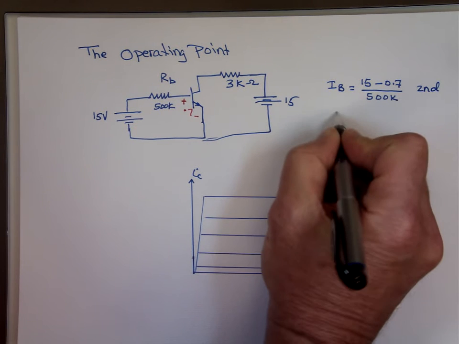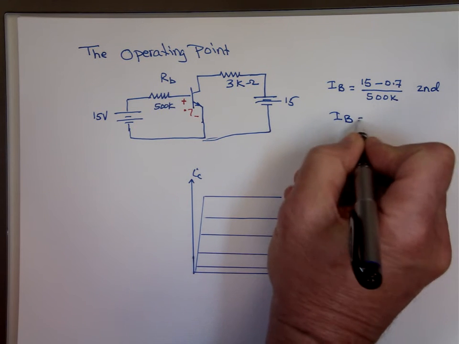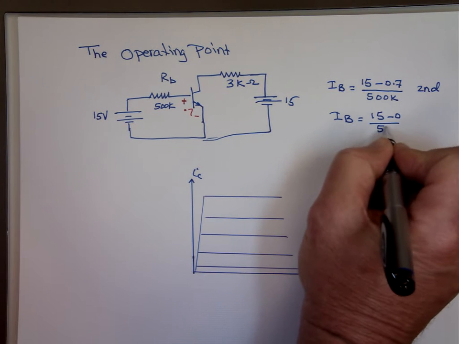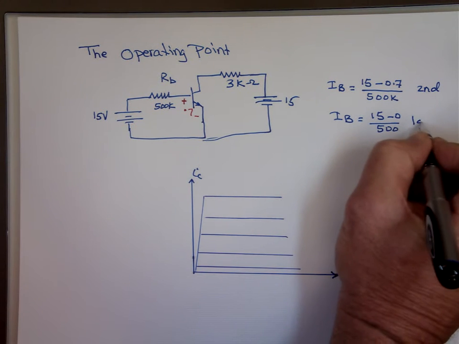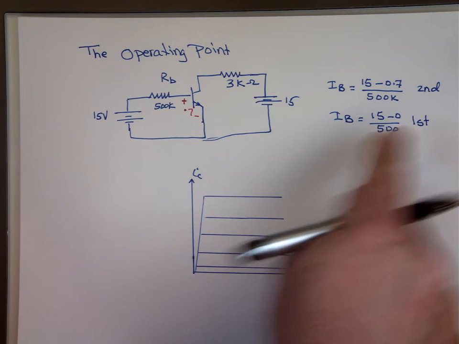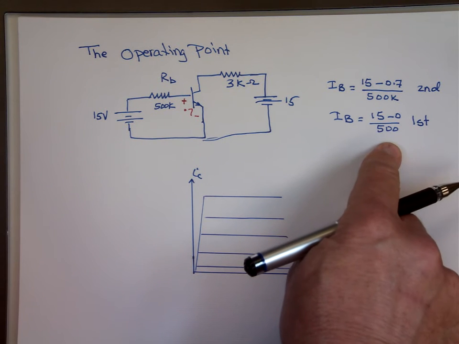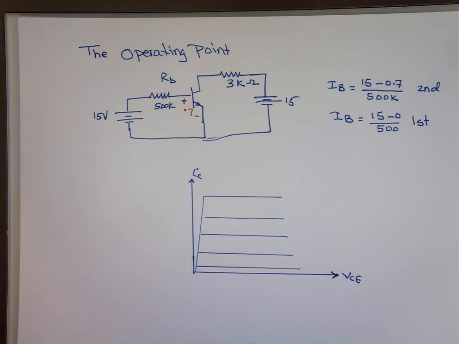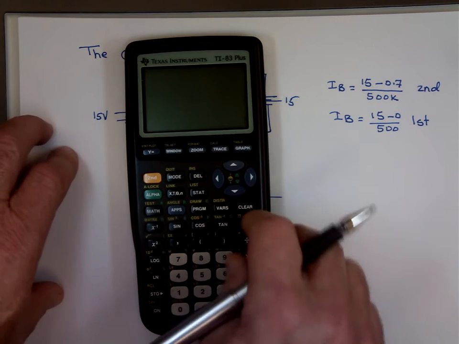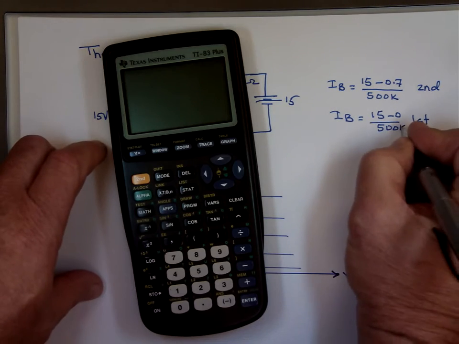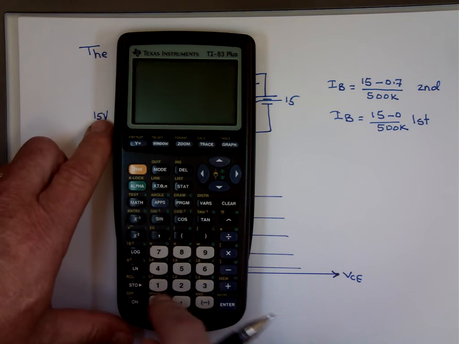First approximation, I sub B will be 15 minus 0 over 500K. Maybe I'll use the first approximation just to make the math quicker. So 15 minus 0 is 15 divided by 5. That's 3. Remember, this is 500K. I'm not just writing the K here. So that should be about 30.